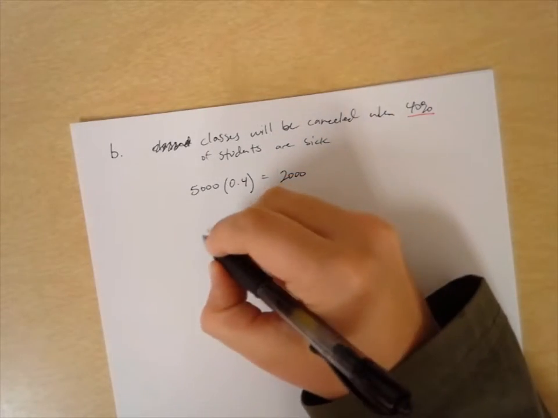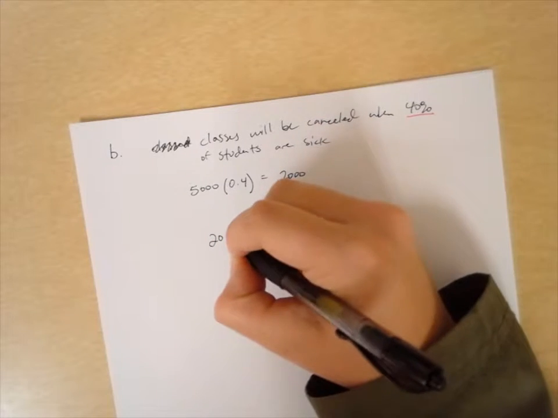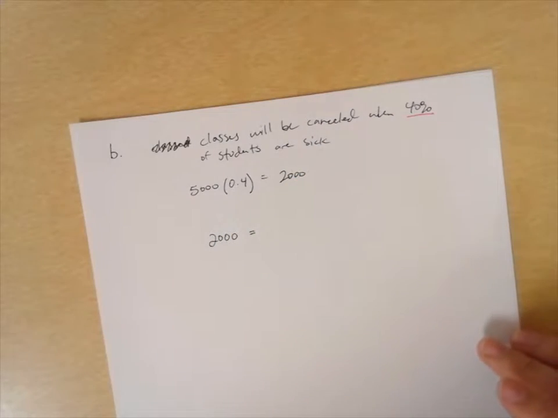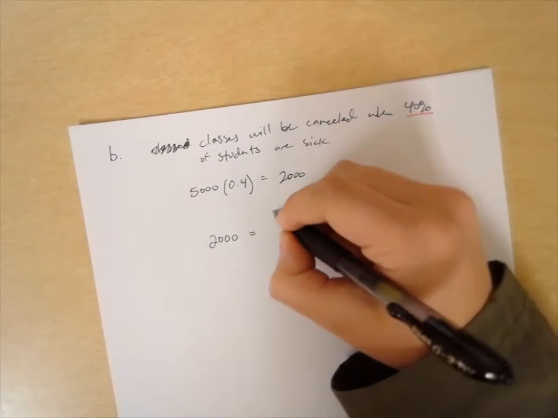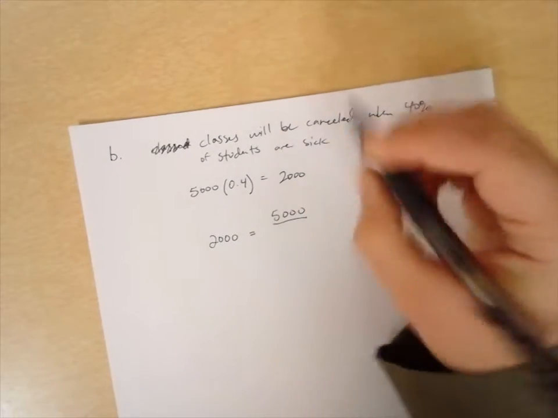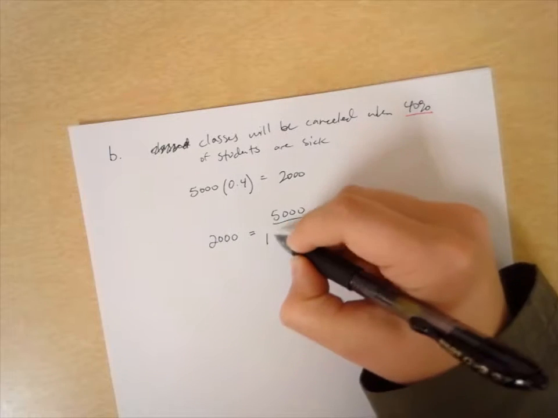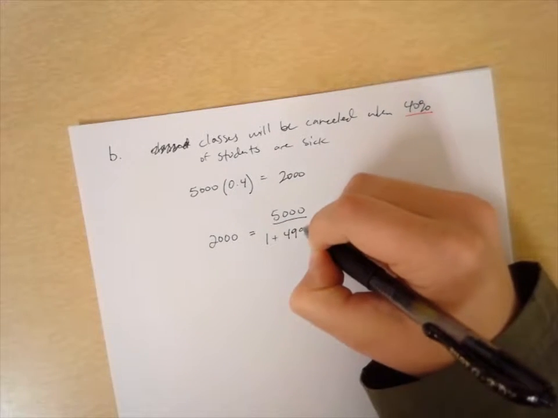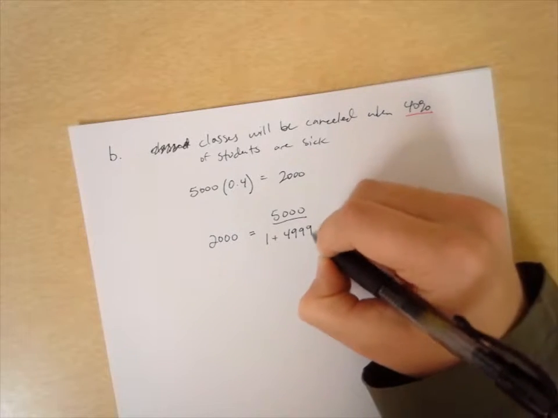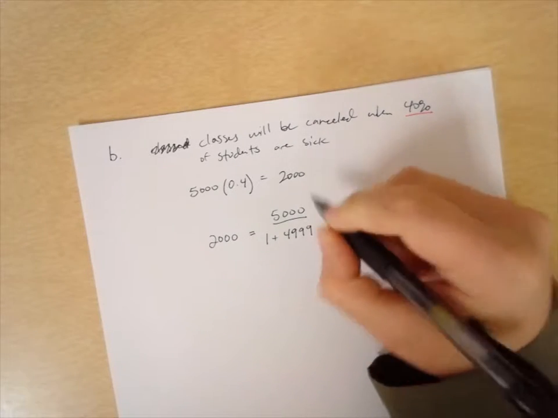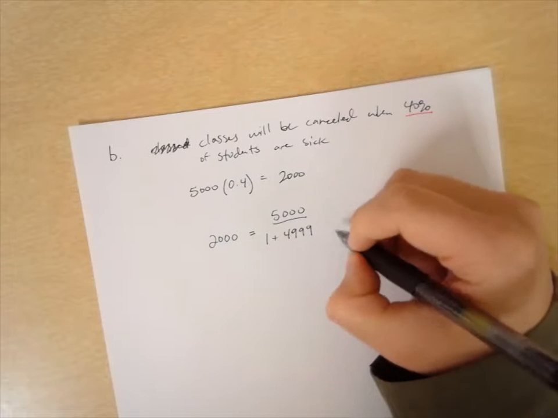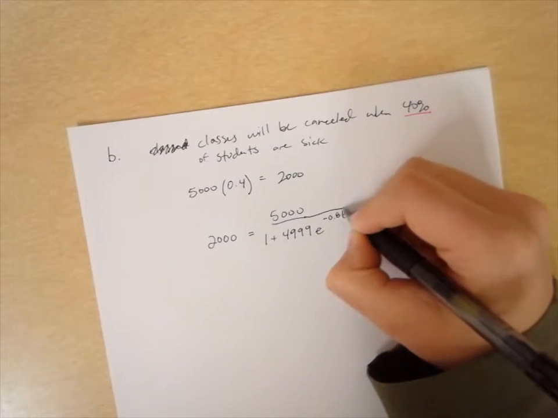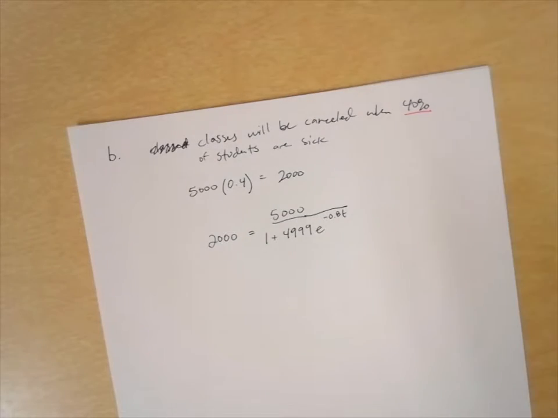So we're going to set up that same model, but instead of writing y, we're now going to write 2,000. We're interested in when 2,000 students are sick. Again, everything else is the same, but we just don't know what our t value is yet, so we're going to find that out. 4,999 e to the negative 0.8t.